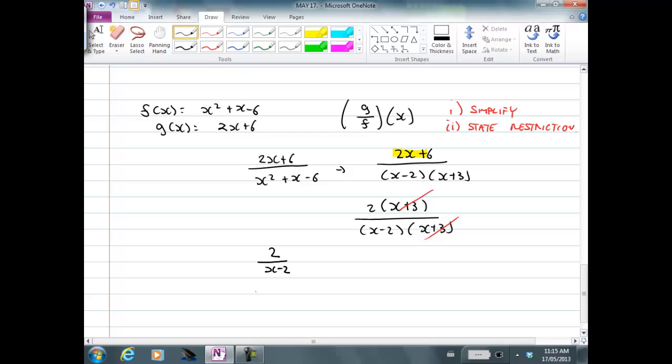That's part 1. What's your restriction going to be? X cannot equal what? Incorrect. You're missing one more. Negative 3. Here's the reason why. Every time you have a denominator, you have to look for all the possible restrictions. And that is called division. Next thing.